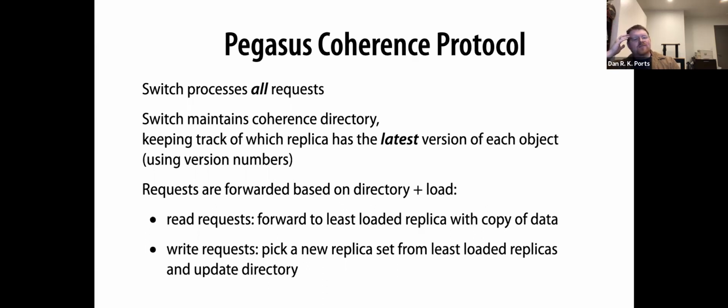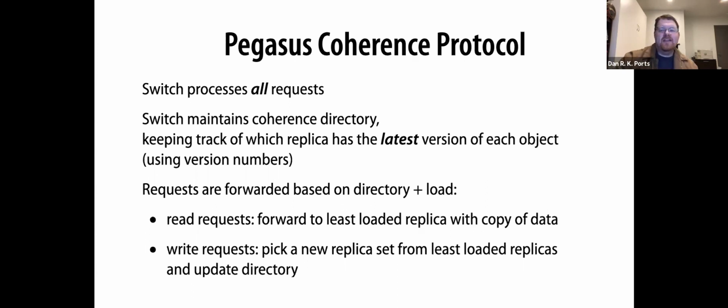So if a read request comes in, it gets forwarded to whichever replica has the least load that has a copy of the data. And when a write request comes in, we can rebalance it, picking a new replica set for that object from the least loaded replicas and updating the coherence directory.